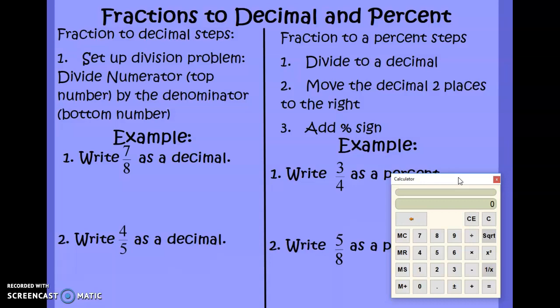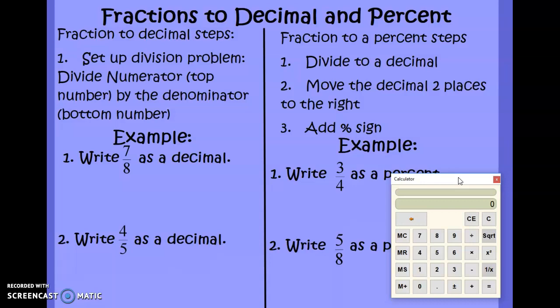So the first thing we're going to do is take a fraction and convert it to a decimal, okay? And the way we do that, we look at the fraction and we set it up as a division problem. We're going to take the numerator and divide it by the denominator. Okay, and then that gives us our answer. Cannot forget to put our decimal in if we're doing this by hand.